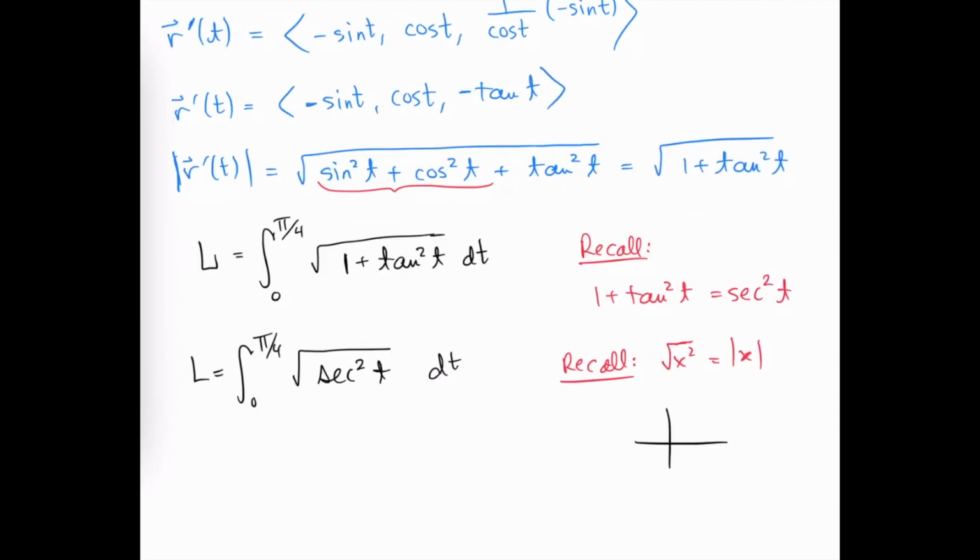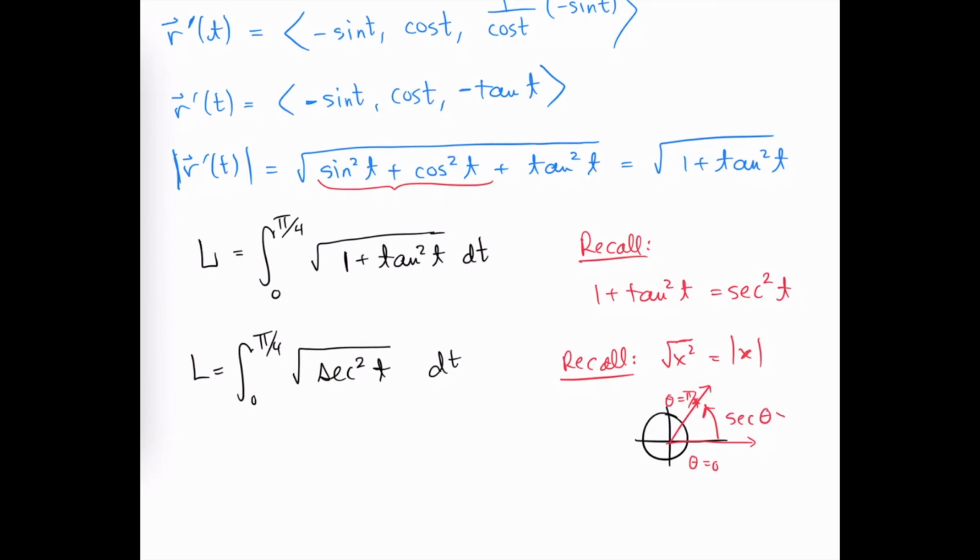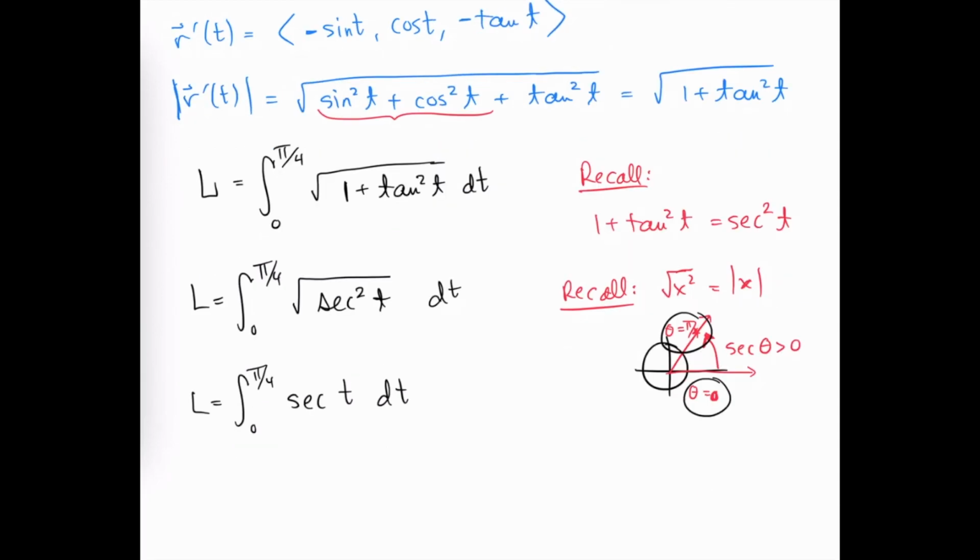But since we're integrating from t equals 0 to t equals pi over 4, and the secant of an angle is always positive in that region, we can actually evaluate rad secant squared to just be the secant of t dt without absolute value bars because of the limits of integration that we're using. Which is good because that makes the integral much easier.